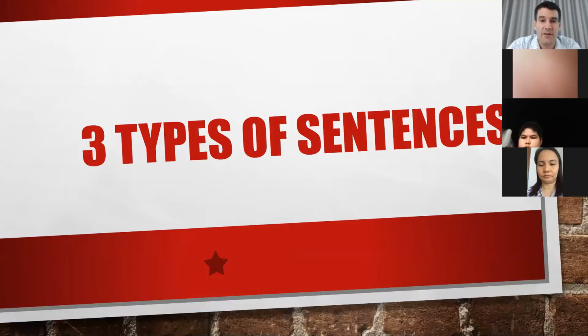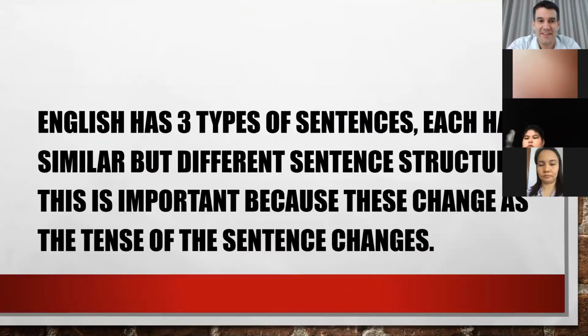So sentence structure will change with each one. So we will talk about that. 3 types of sentences. English has 3 types. Each of them is similar but different. And it is important to learn these differences. And they change with different tenses.